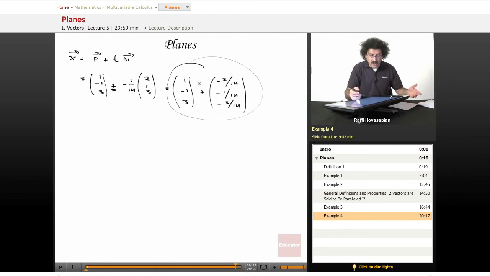And you can do the addition if you want. This plus that, this plus that, this plus that. It's going to give you some vector. This value is the sum of those two, this value in the middle is the sum of those two, and this is the sum of those two.